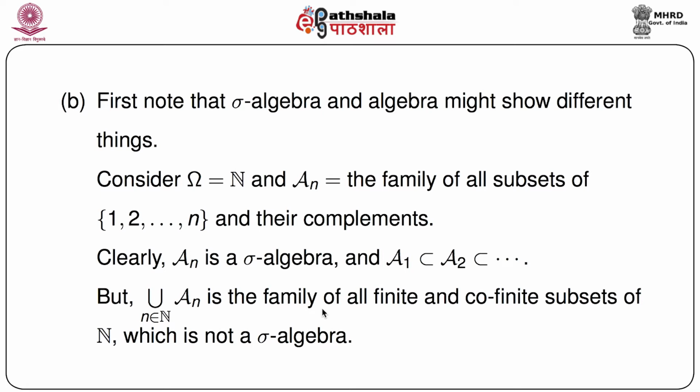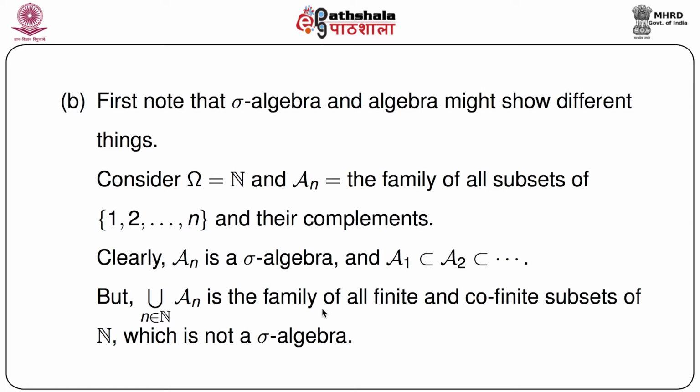It is clear that script A_n is a sigma algebra. We can easily prove it. And also it is immediately obvious that script A1 is a subset of script A2 and so on. But if we look at the union of script A_n, when n belongs to the set of natural numbers, this union is a family of all finite and cofinite subsets of the set of natural numbers. And naturally this cannot be a sigma algebra.